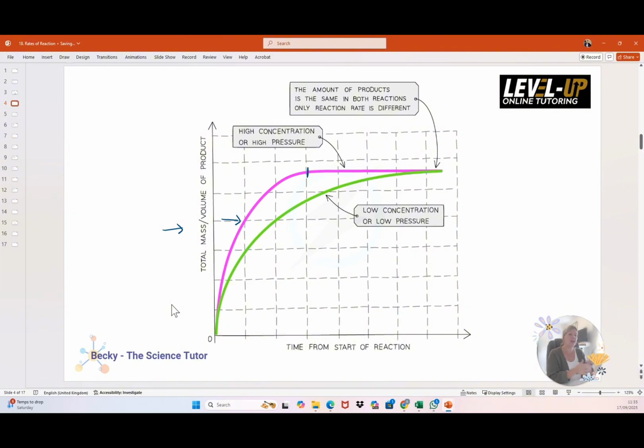Okay, now this shape of graph pretty much relates to anything, whether that's temperature, concentration, because again, if we increase temperature, reaction goes faster, so we get a steeper curve, still going to level off at the same point because we've still got the same amount of reactants going in. Yeah, so we can't make more product, we just make it faster.